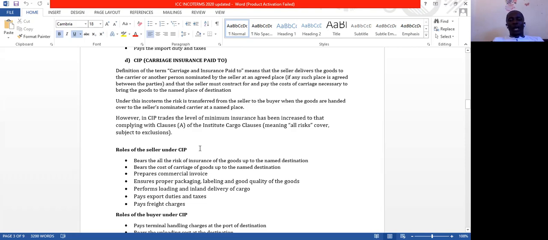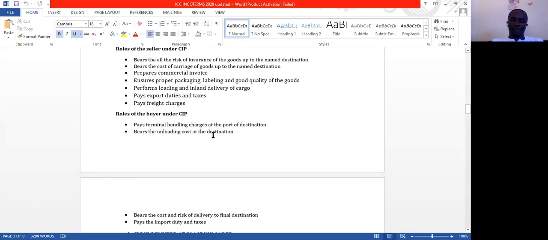The roles of the seller under CIP. What role does the seller perform under CIP? Bears the cost and the risk of insurance of the goods up to the named destination. So he's the one who bears the insurance. Bears the cost of carriage of these goods to the named destination. Prepares the commercial invoice. Ensures proper packaging, labeling, the good quality of the goods. Performs loading and inland delivery of this cargo. Pays export duties and taxes. Pays freight charges.